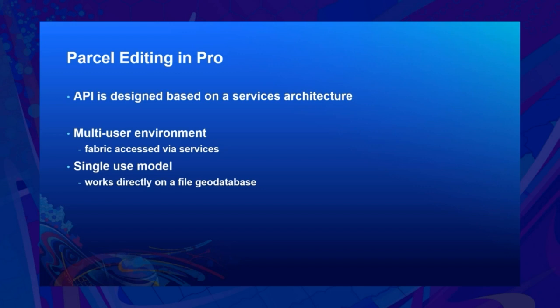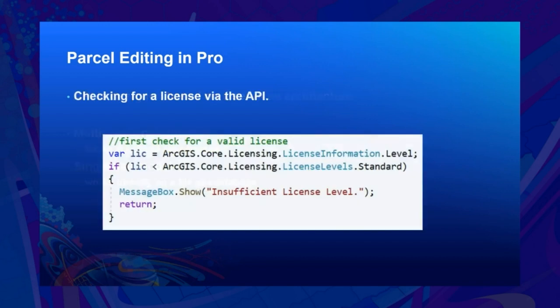The Parcel API is designed around this services-oriented architecture, but those same layers can also be used to point to and work with a fabric created and stored in a file geodatabase. Since a fabric stored in the file geodatabase has the same schema, for the most part the same API coding patterns apply for the single-use environment as they do for the multi-user environment. In a few minutes, as part of Ken's demo, you'll see how to create and connect to a branch version.